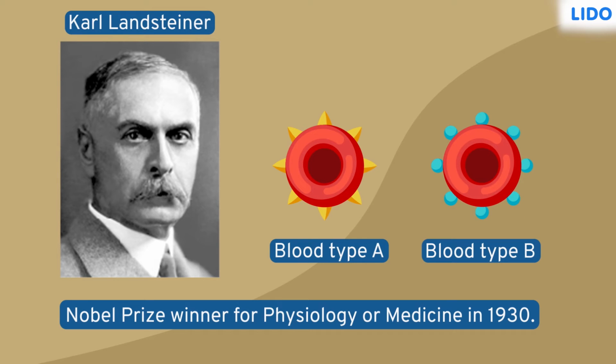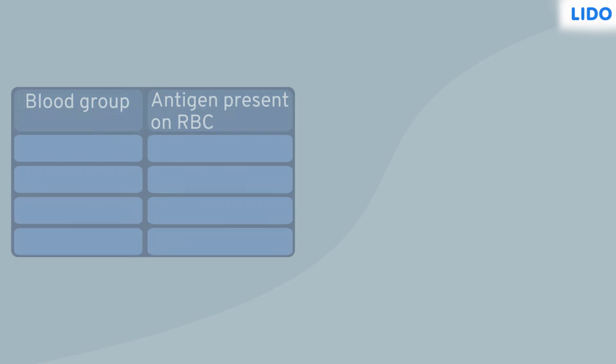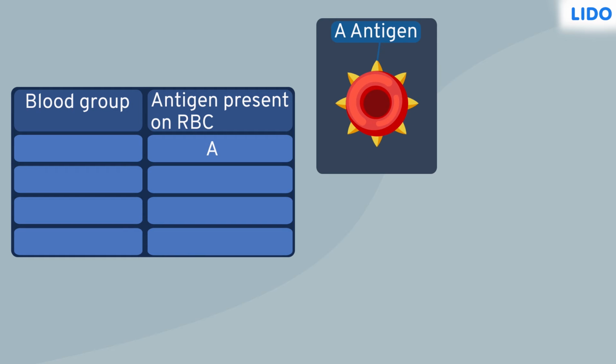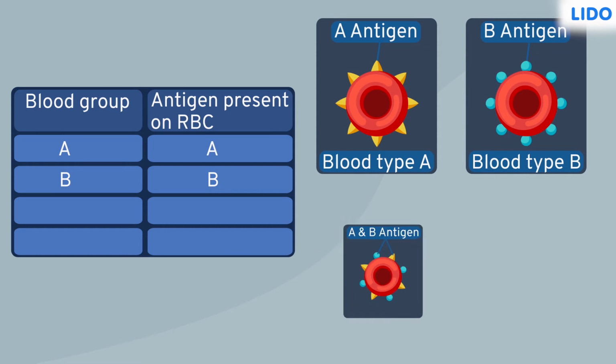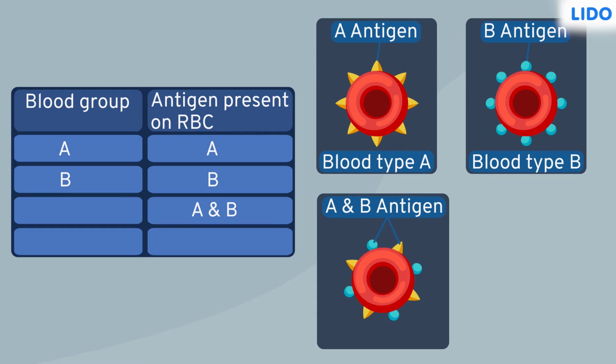Blood groups are differentiated based on proteins called antigens, which are present on the surface of red blood cells or RBCs. There are two types of antigens, A and B. If a person has antigen A, then they would be of A blood group. If a person has antigen B, then they would be of B blood group. If a person has both antigens, then they would be of the AB blood group.